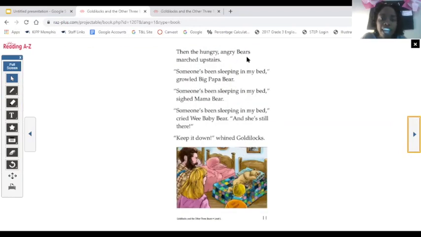Then the hungry, angry bears marched upstairs. Oh my goodness, they're hungry and they're angry. Someone's been sleeping in my bed, growled Big Papa Bear. Someone's been sleeping in my bed, sighed Mama Bear. Someone's been sleeping in my bed, cried wee baby bear, and she's still there. Keep it down, whined Goldilocks. Oh my goodness, Goldilocks.